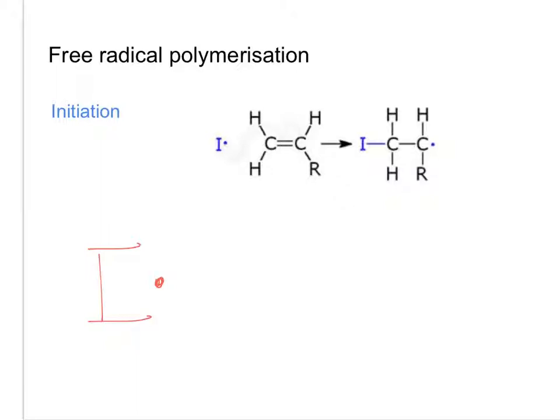Now, that initiator will run into our first monomer in our growing polymer chain. If we have a look at the reaction we have on this slide here, you can see we have our initiator, our blue I with the dot halfway up the side, and that is right beside a monomer that contains the double bond functional group.